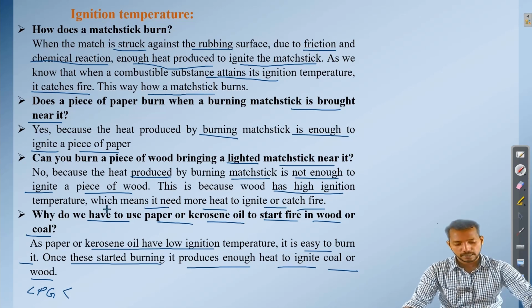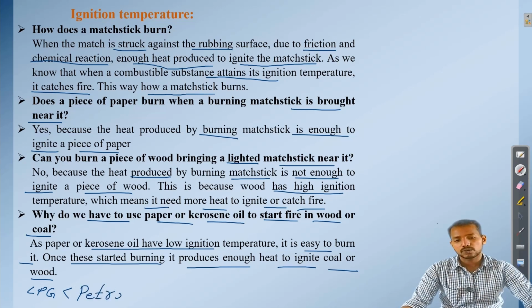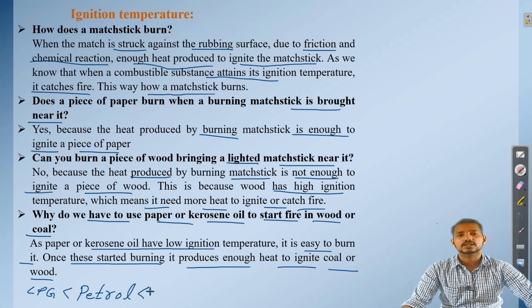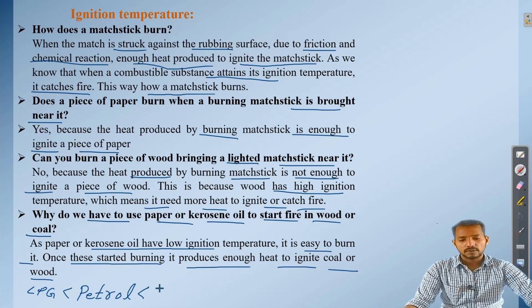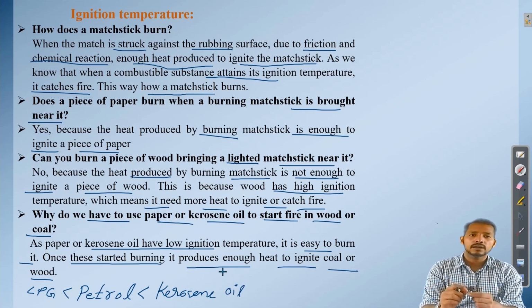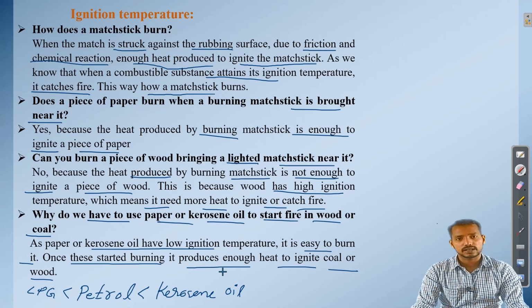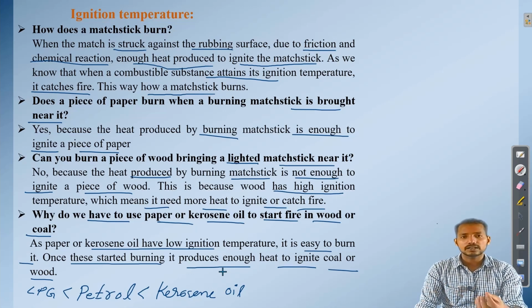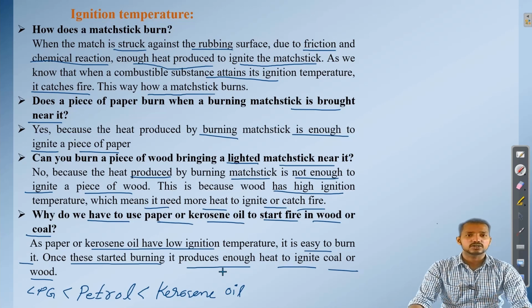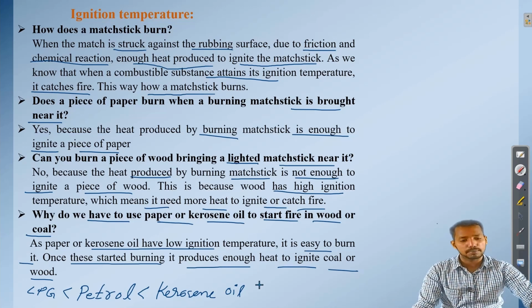The next we can take is petrol. Petrol is also one of the substances which has a low ignition temperature, but compared to LPG, its ignition temperature is a little higher. After petrol, we can say kerosene oil. You may have observed that when you bring a burning matchstick near petrol and kerosene oil, petrol will catch fire suddenly, while kerosene oil burns slowly. That means the ignition temperature of petrol is lower than that of kerosene oil. And the next is paper. Paper and kerosene oil have almost the same ignition temperature.